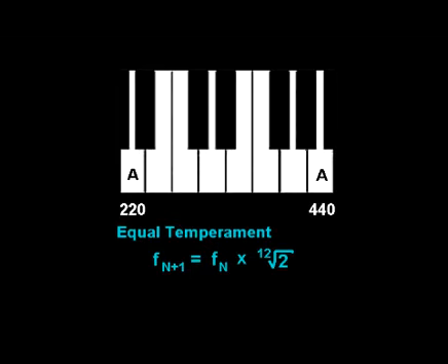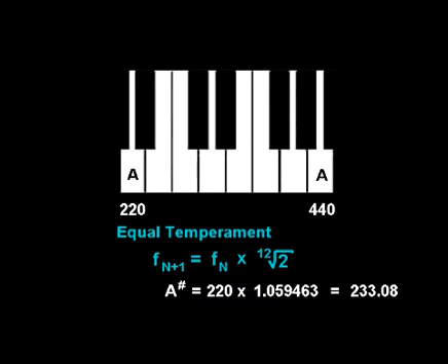Pianos are tuned in the equal temperament system. How do we arrive at these pitches? The theoretical pitch of each respective note is its lower neighbor times the 12th root of 2. That's 1.059463. So, for instance, A220 times the 12th root of 2 is 233.08.